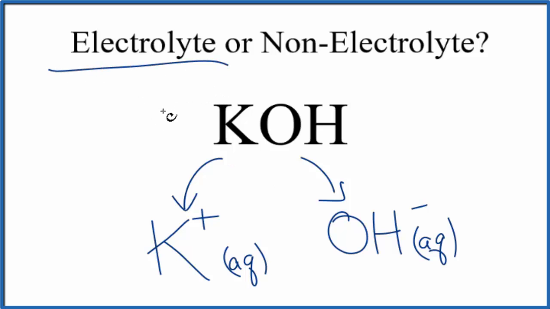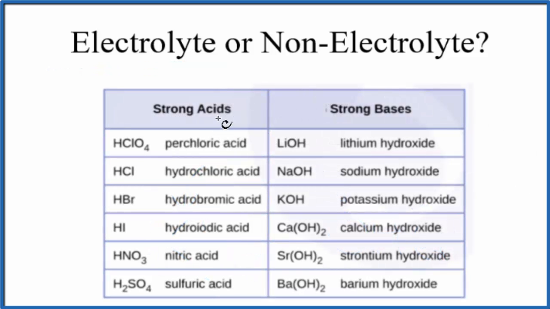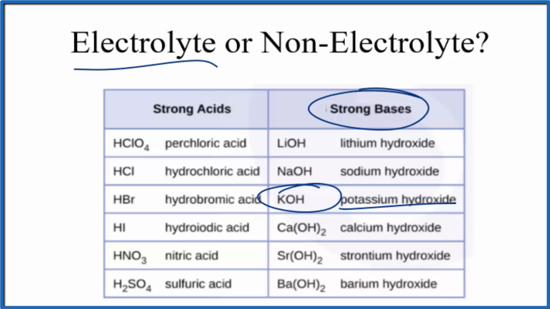Let's take a look at one more thing. This is a table of common strong acids and strong bases, probably a good one to remember. And if we look, here is potassium hydroxide. It's a strong base. Since it's a strong base, it's considered a strong electrolyte as well. So in answer to our question, KOH is a strong electrolyte.